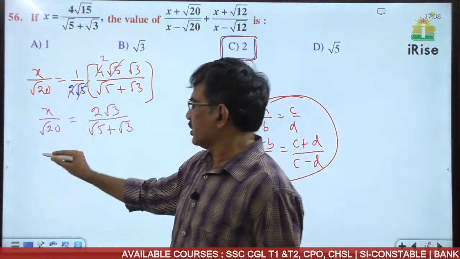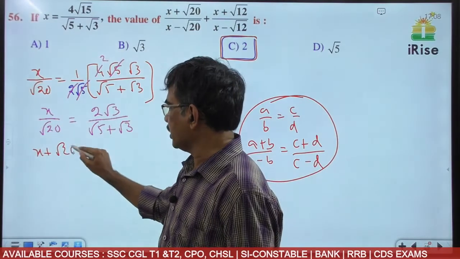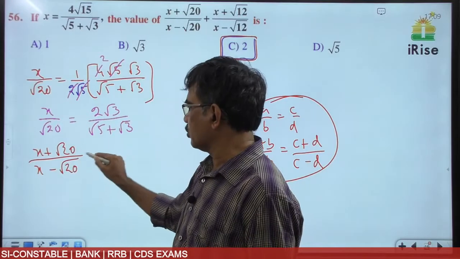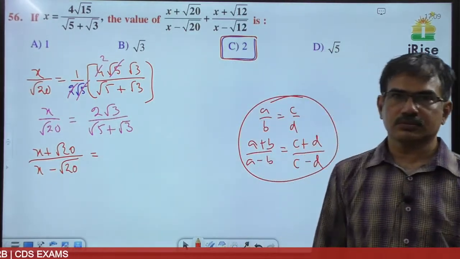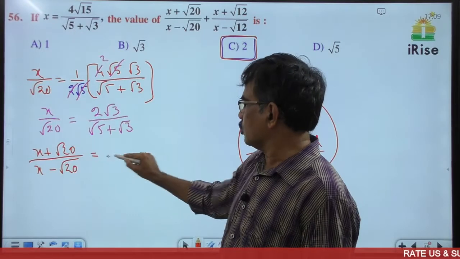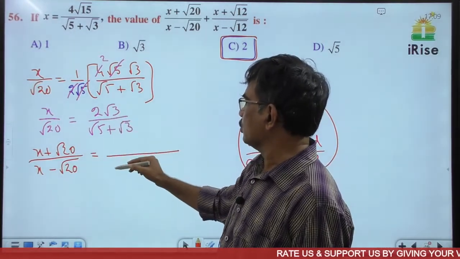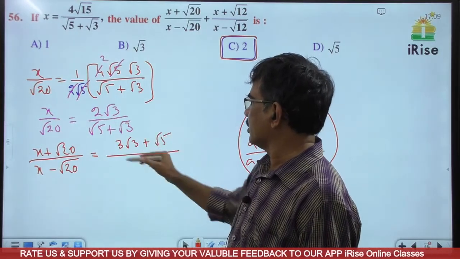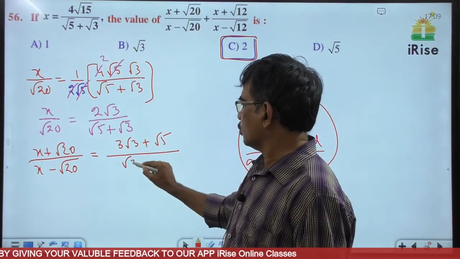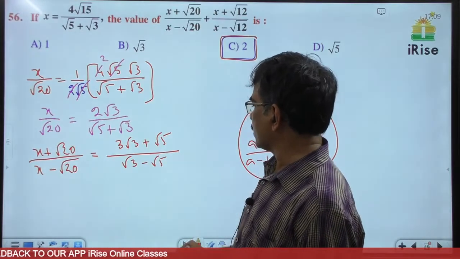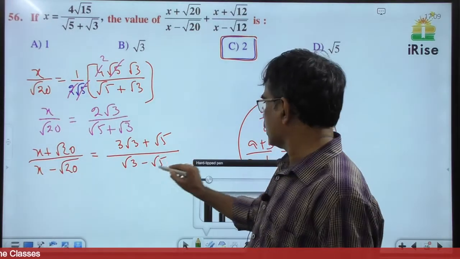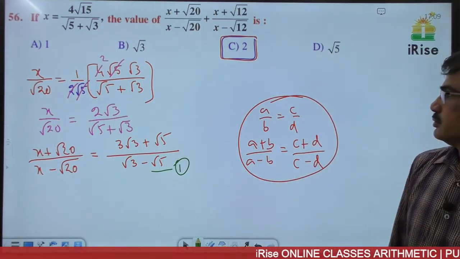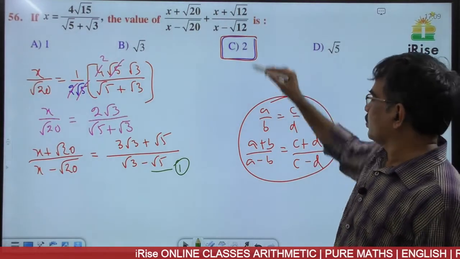Similarly, I want to apply it here. This can be written as x plus root 20 by x minus root 20, numerator plus denominator by numerator minus denominator, is equal to, here also apply numerator plus denominator. If we add these two, we get 3 root 3 plus root 5 by this minus this, which is root 3 minus root 5. This is the first part. Okay, I want to write this as 1. Then I want to find the second part also.